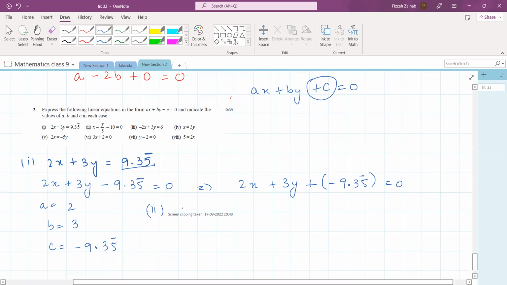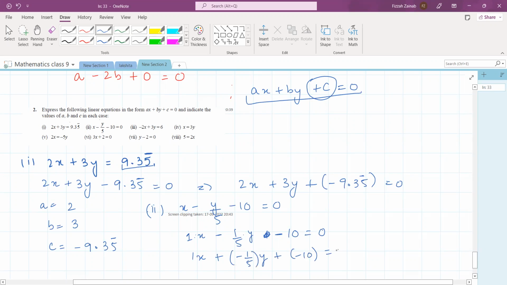Second part. x minus y by 5 minus 10 is equal to 0. See, this is again simple. You can see 1 is being multiplied with x, right? It is 1 into x, correct? Minus, it is 1 by 5 into y basically, right? And then minus 10 is equal to 0. Now this general form has all plus signs. So you can write it like 1x plus minus 1 by 5 into y, and then plus minus 10 is equal to 0.